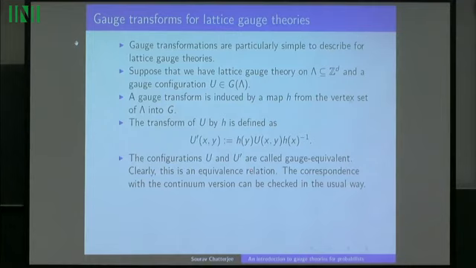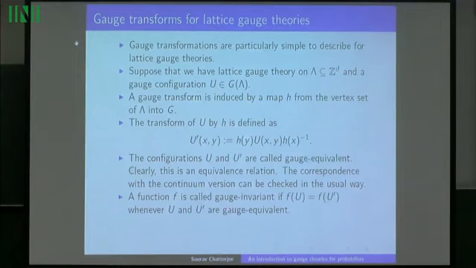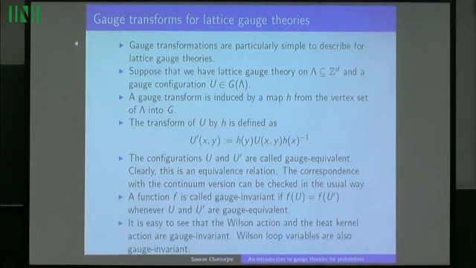These are gauge equivalent, and this is clearly an equivalence relation, because if you apply H inverse to U prime, you get back U. Then you can check that this corresponds to what I wrote down for the continuum version. And as usual, you say a function is gauge invariant if f is the same on all gauge equivalent configurations. You can check that the Wilson action, heat kernel action, and the Wilson loop variables are all gauge invariant.